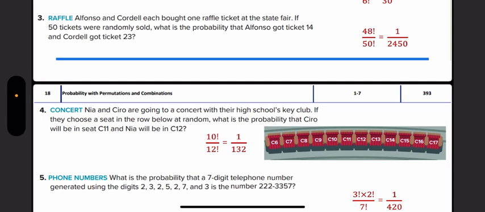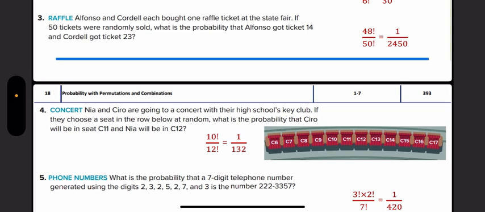In the numerator, let's go back to the statement of the question. What is the probability that Alfonso and Cordell? He's asking about Alfonso and Cordell. If he's asking about Alfonso and Cordell, he's asking about 2. If I subtract 2 from 50, the remaining in this case will be 48. So I will put 48 factorial in the numerator.